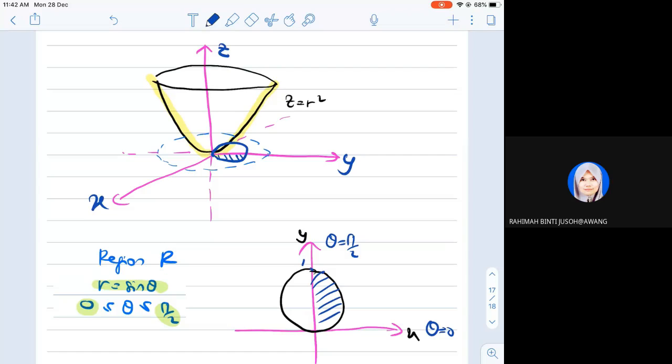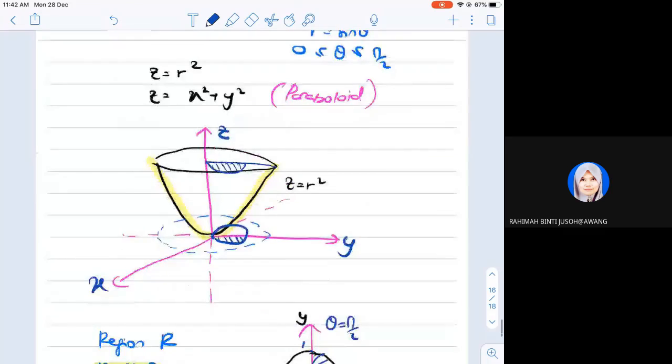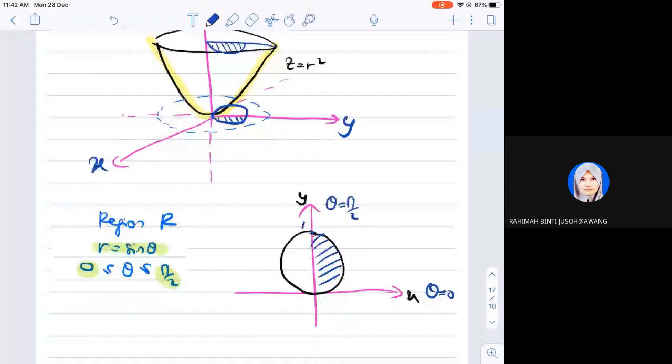Okay, so kalau saya boleh plotkan ni macam ni. It's just half of this. Dia macam ni. Dia hanya a part of this paraboloid lah. Actually, for this question, dia tak complete sebab region dia macam tu. Limit dia macam tu. Okay, so that's the answer.